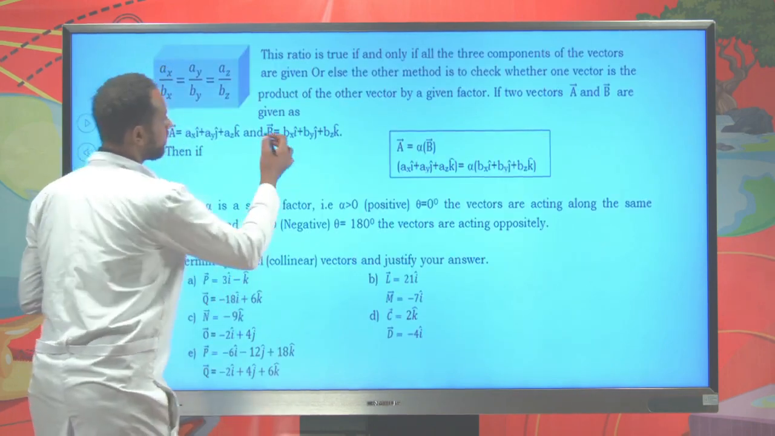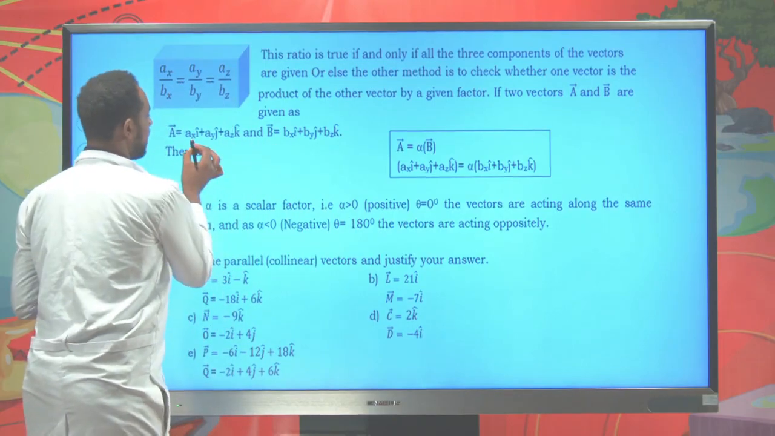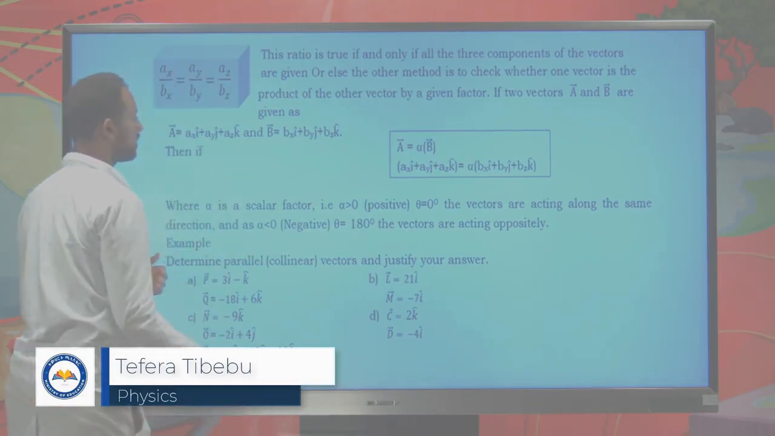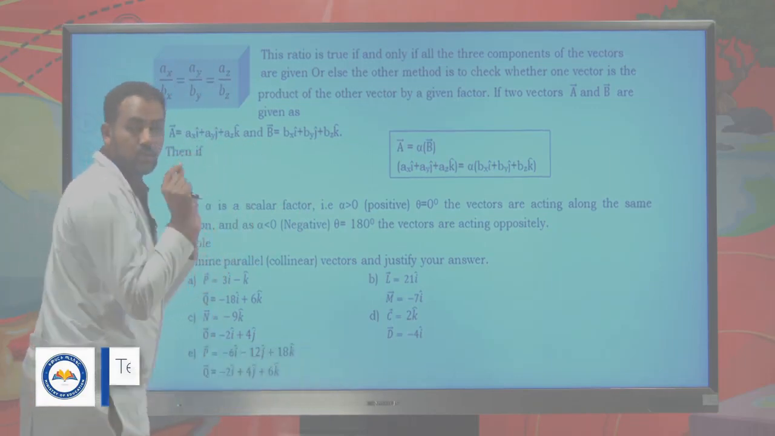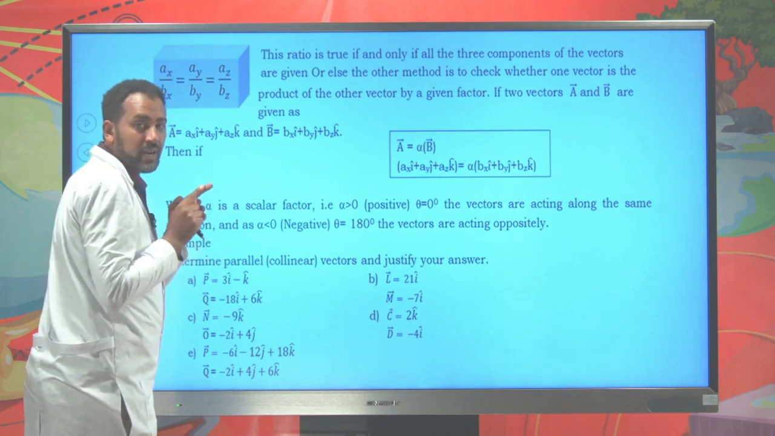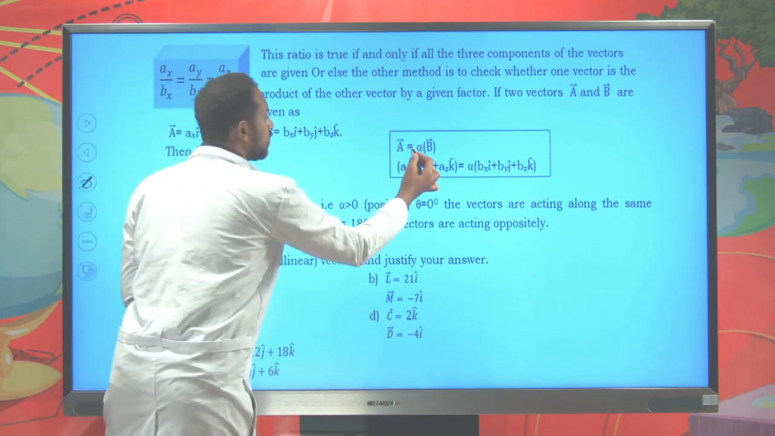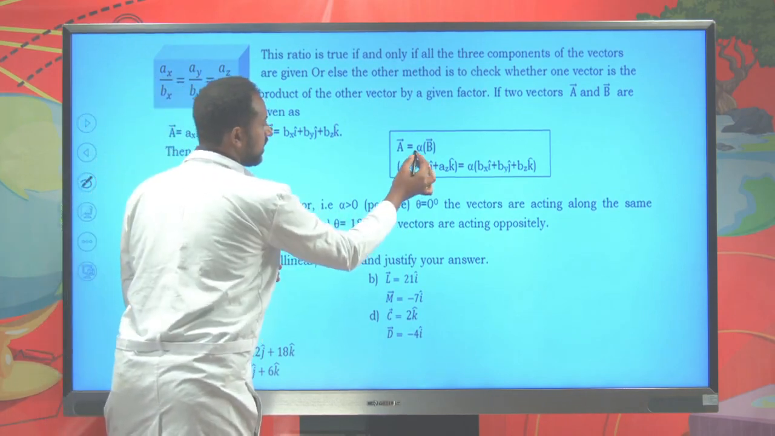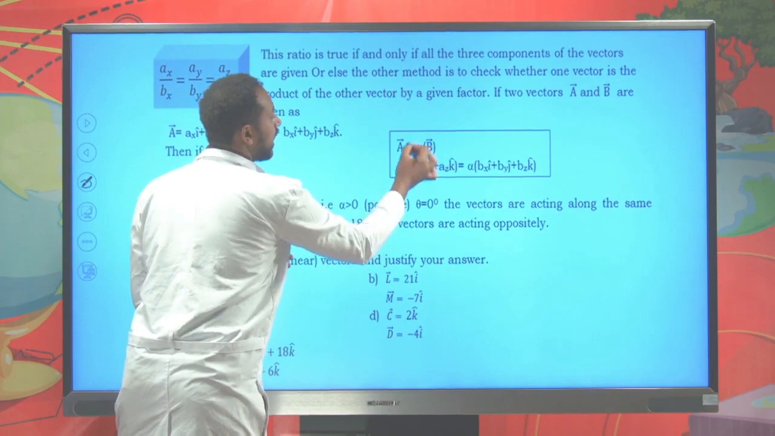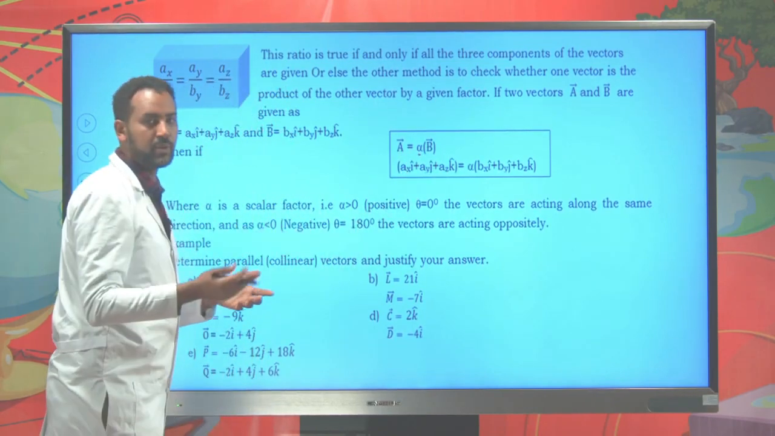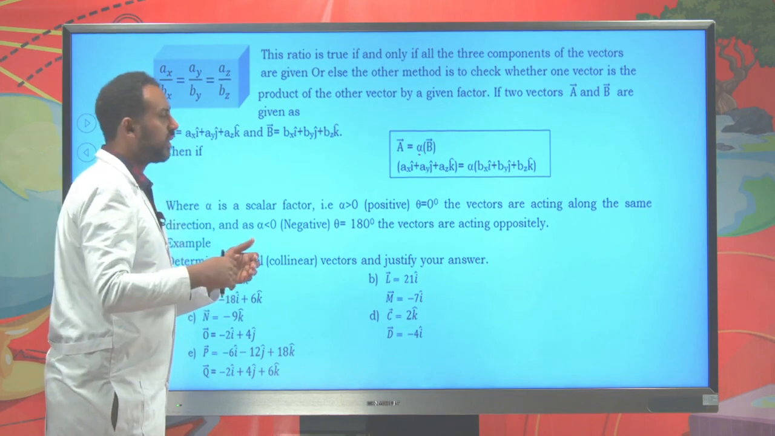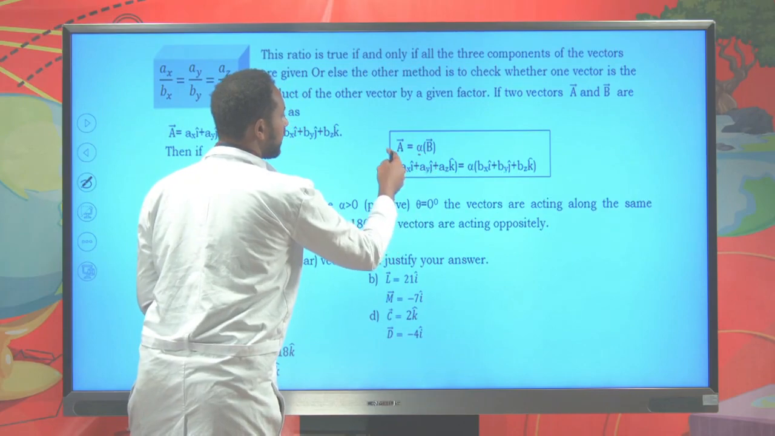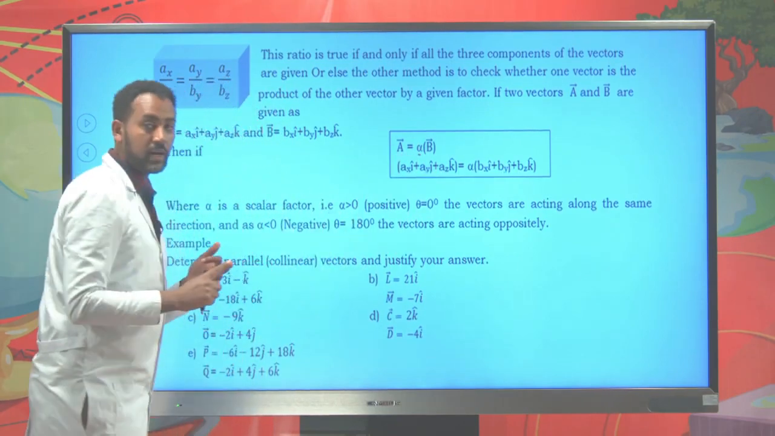Let's take here, suppose you do have two vectors, a: ax in the i, ay in the j, az in the k, and b is also given like this. If these two vectors are collinear, or if they are parallel to each other, then one vector is the scalar multiple of the other vector. It's possible to say that vector A is alpha times B, where alpha should be a pure number. It might be 1/2, or it might be twice that of vector B, and so on. If that is possible, then the two vectors are parallel.